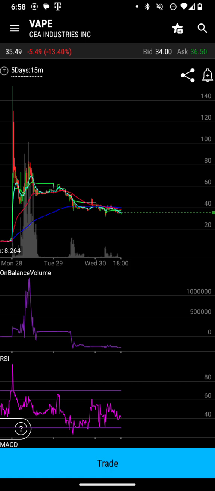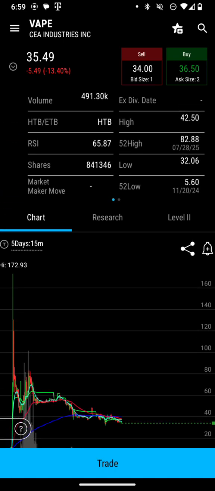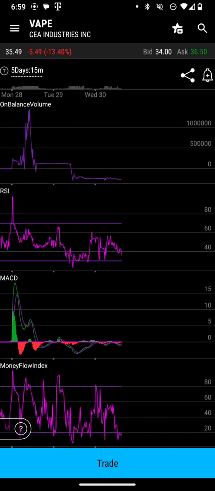Now, the guy that commented, I don't remember your name, I'm sorry, I'll have to go back and look. But the guy that commented telling me to look up VAPE and that I should buy VAPE told me that it has a low float. Guys, what is this? Is this even real right now? This has got to be a joke. This is a fake stock. That's what this is, I'm telling you.